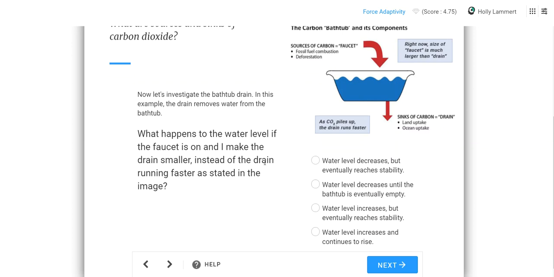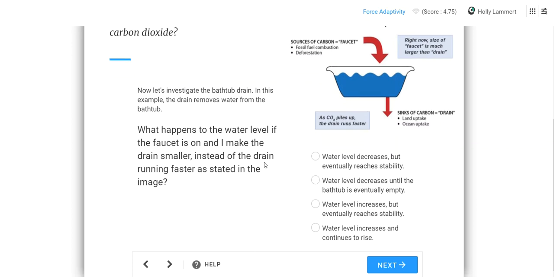Let's investigate the bathtub drain. In this example, the drain removes water from the bathtub. What happens to the water level if the faucet is on and I make the drain smaller instead of the drain running faster as stated in the image? So if this is smaller, what's going to happen to the water level? The water level would probably increase and continue to rise because it has nowhere to go.